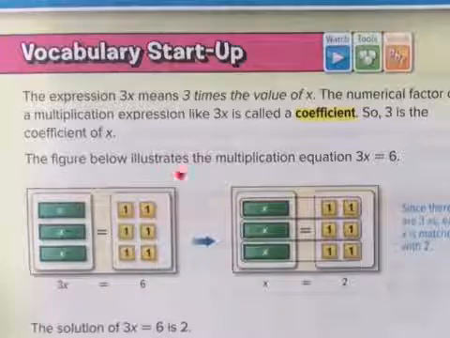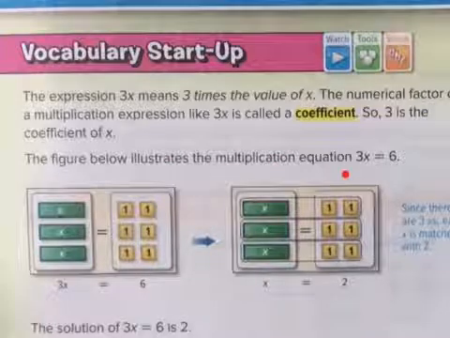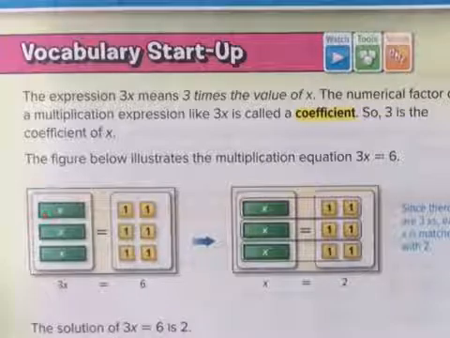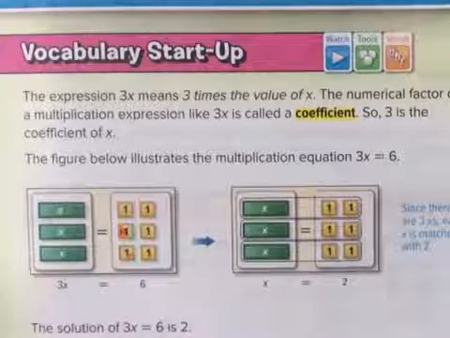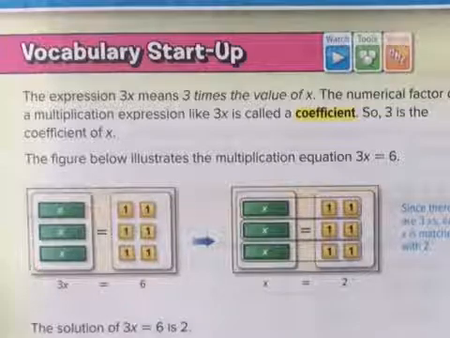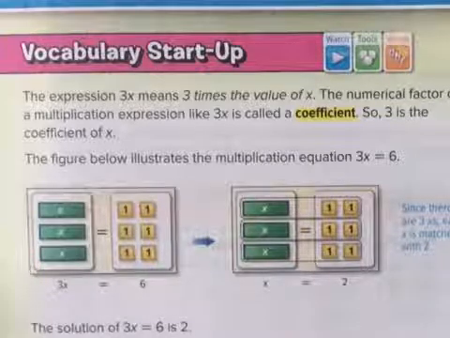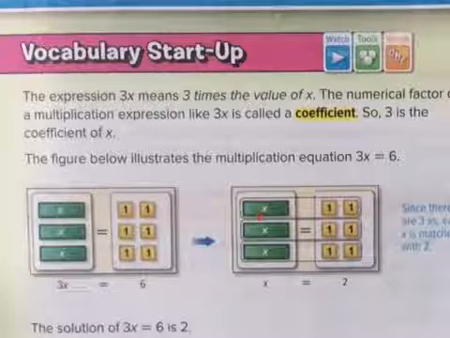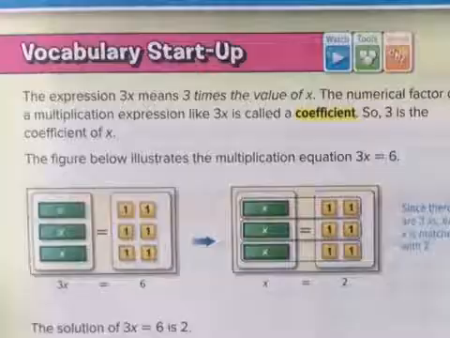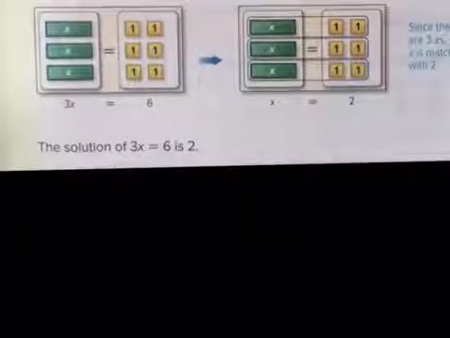The figure below illustrates the multiplication equation 3x equals 6. So here we have 3 x's, 1, 2, 3, equals 6 of them. So 3x equals 6, and we can say that x must equal 2, because for every x, we have 2 of them. 1 x, 2 of them. Another x, another 2. The solution is x equals 2.